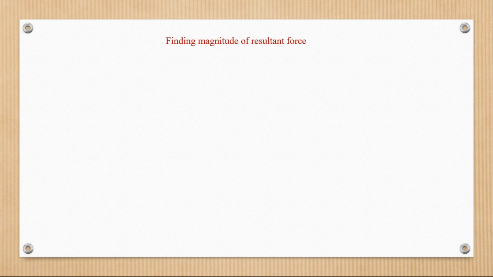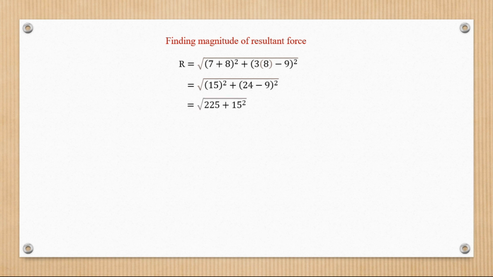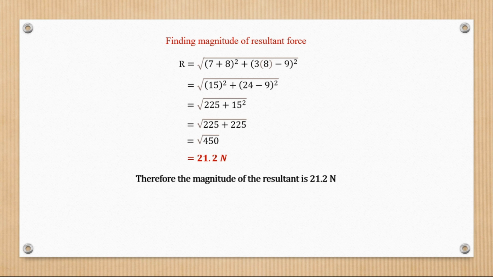So to find the magnitude of the resultant force, this is what I end up having. Substituting for A, I'll have the root of 15 squared plus (24 minus 9) squared, which is also 15 squared. But 15 squared is 225, and this will also be 225. So I have the root of 225 plus 225, which is the root of 450. And then the answer is 21.2 newtons. Therefore, the magnitude of the resultant is 21.2 newtons, and that is the answer.